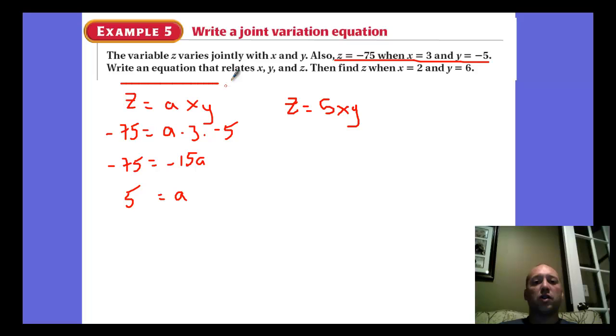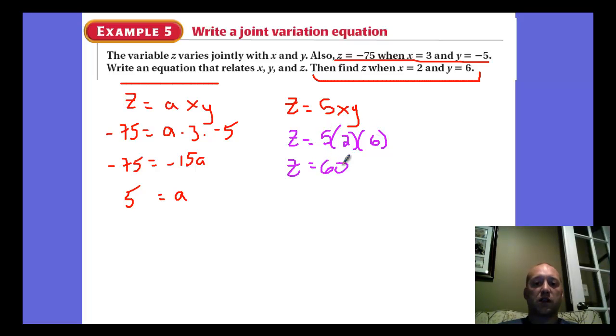So that's our equation, and then as it relates to x, y, and z, then we can find z when we're given x and y. So now we can find for any x and y. So z is found by doing 5 times x, which is 2, times y, which is 6. So 5 times 6, 30. 30 times 2 would be 60. So that would be the value for z when x is 2 and y is 6. So similar to the previous problems, you first need to write our model, or find our a value to write our model, then use that model for any x and y values.